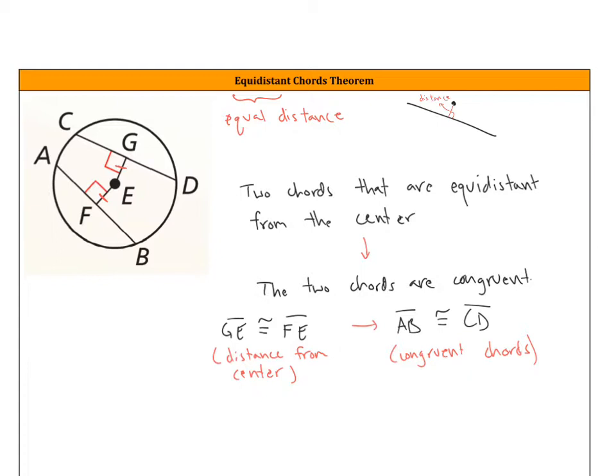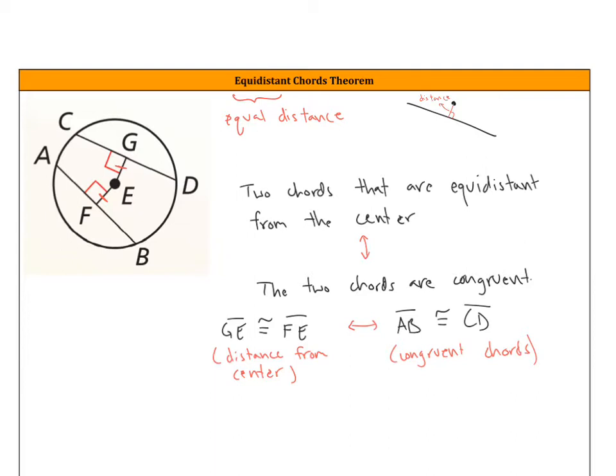Now, this is one of those theorems that actually does work in both directions. So instead of knowing that the chords are equidistant, if you knew that the chords were congruent, then they are equidistant from the center. So if we start with the fact that the chords are congruent, then we can conclude that the two chords are equidistant from the center. So if my two chords, AB and CD, are congruent, then their distances, segment GE and segment FE, must also be congruent.